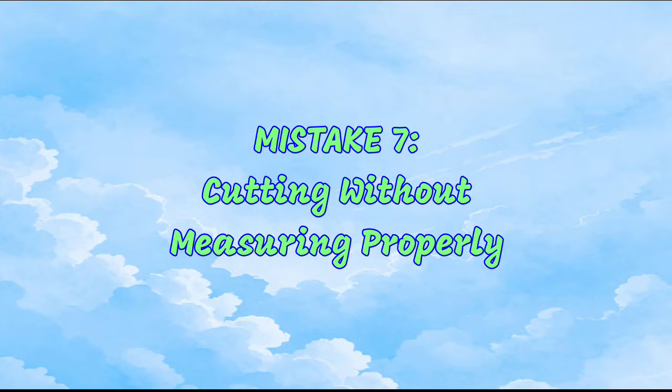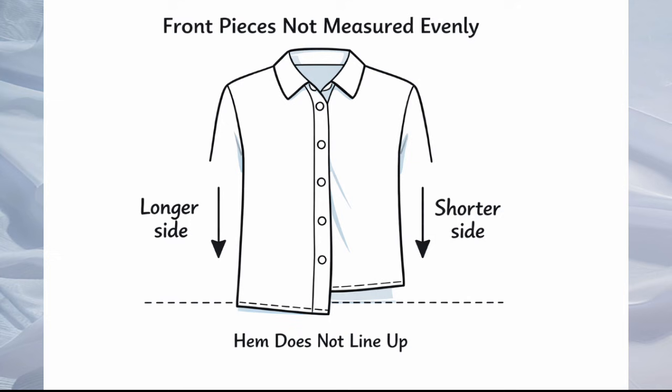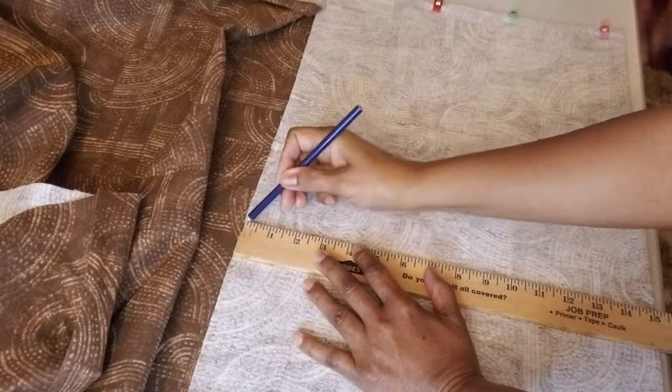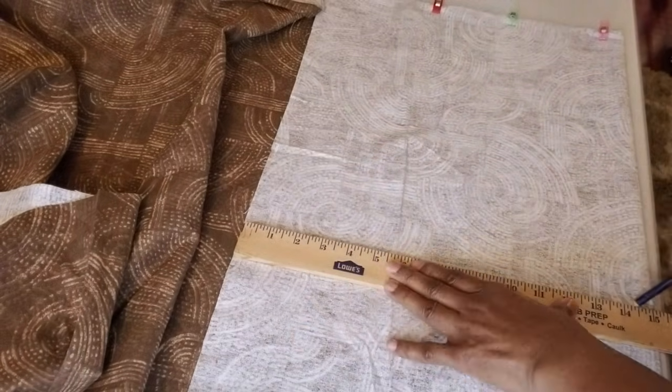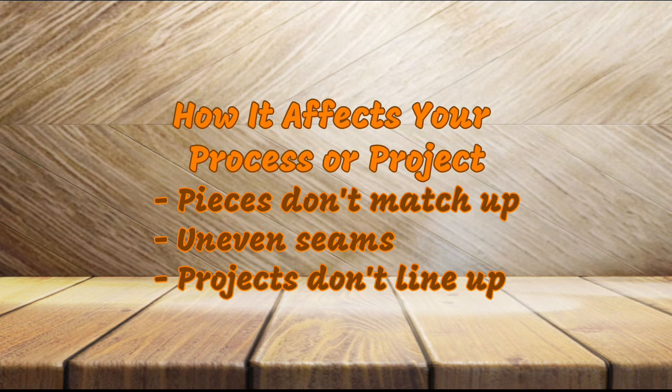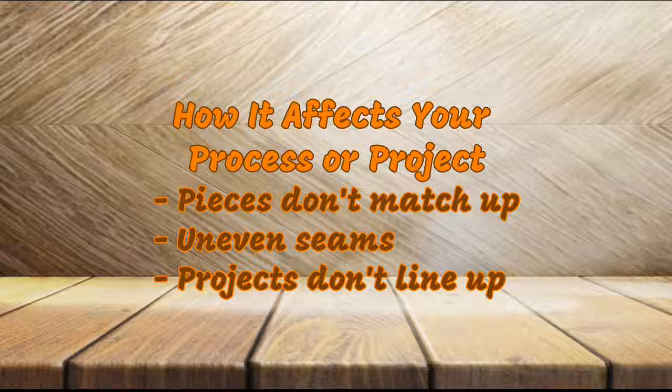Mistake 7. Cutting without measuring properly. When you guess your cuts, your project won't line up later. Measuring first saves fabric and frustration. How it affects your process or project. Pieces don't match. Uneven seams. Projects don't line up.